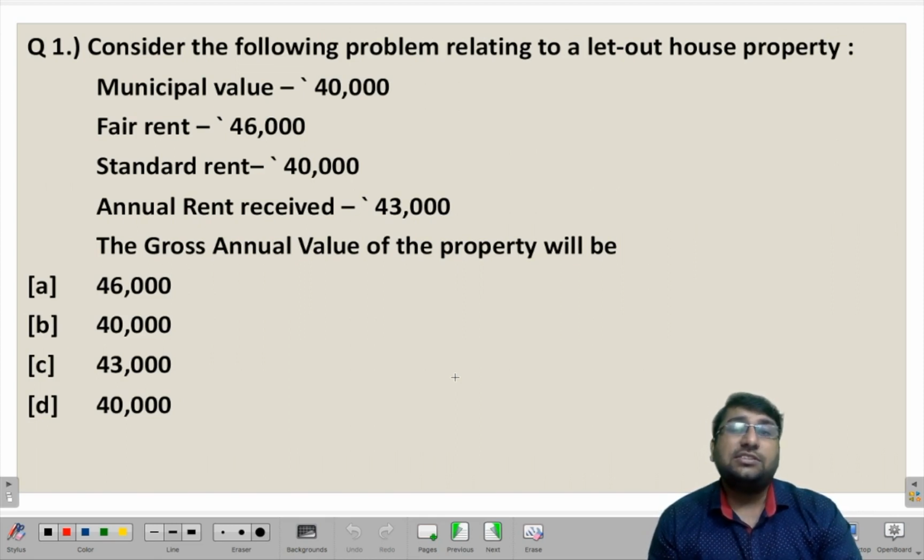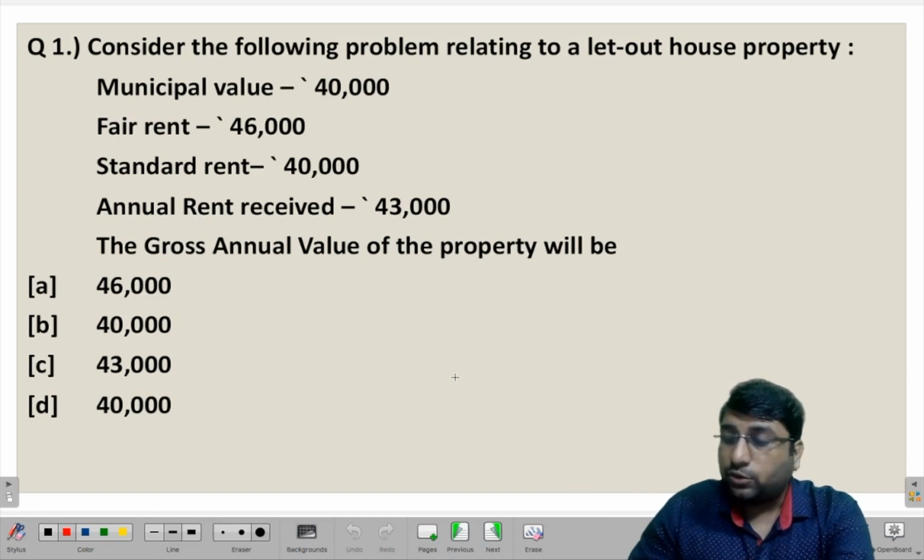So whenever you are receiving any sort of rent by letting out your house property, then any income being generated from that rent would be computed under the head income from house property. And the computation is very easy, but we need to understand the concepts very thoroughly. So let us first understand this first basic question, which will help you understand how we actually compute the income from house property. So let us have a look at the question now.